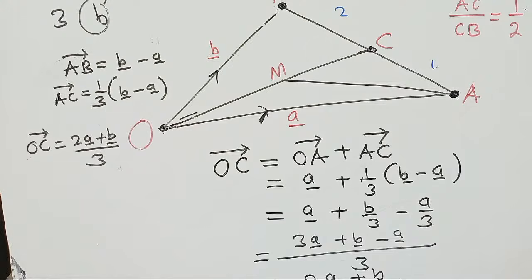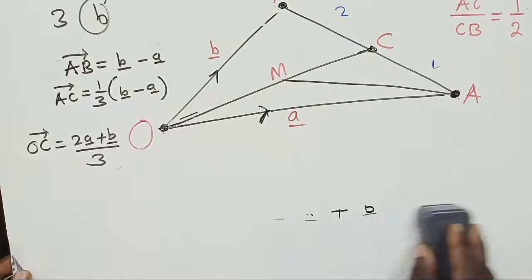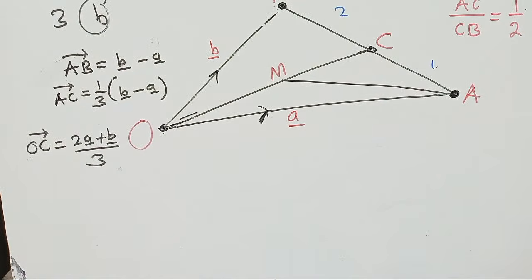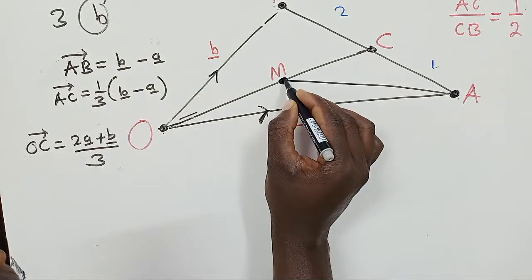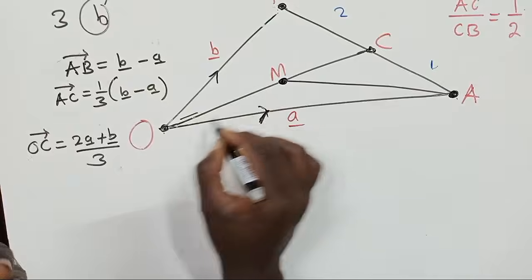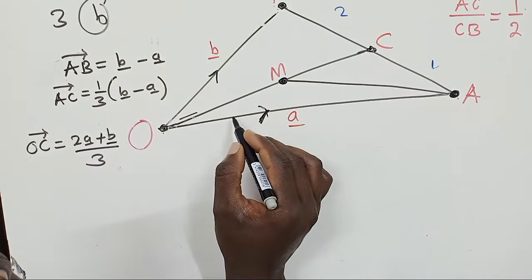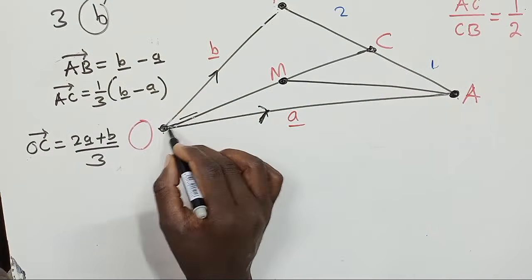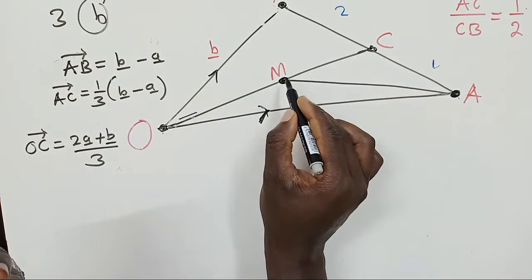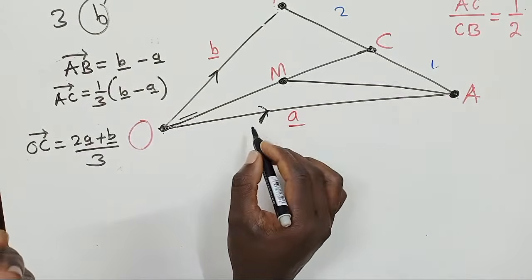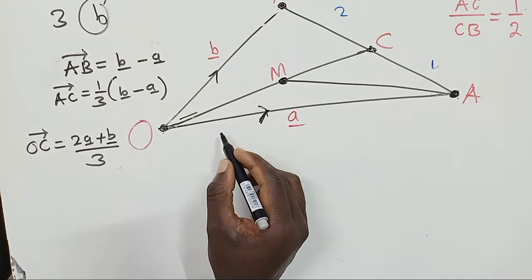We now go to the last question on vectors. The last question here may look to be complicated, but it is not as complicated as you think. So they are saying, given that M is the midpoint of OC. So M is the midpoint of OC. Okay? Midpoint means if you want to find OM, you must divide by 2. Or MC, you must divide by 2. That's what the term midpoint means.